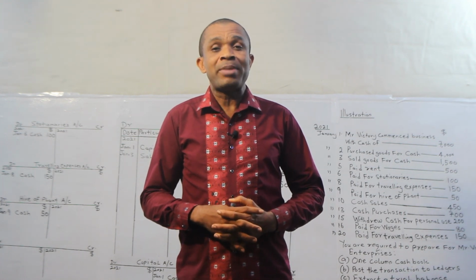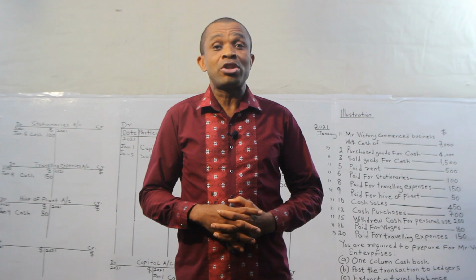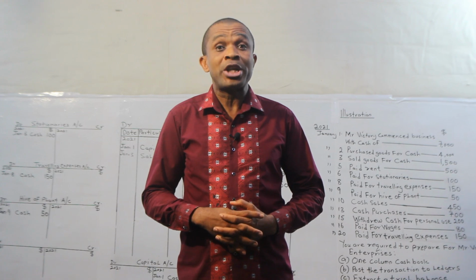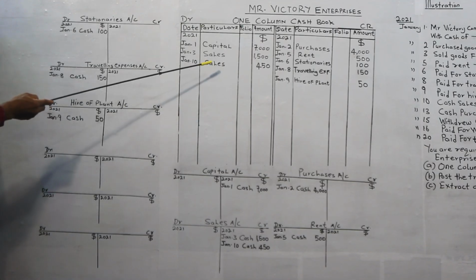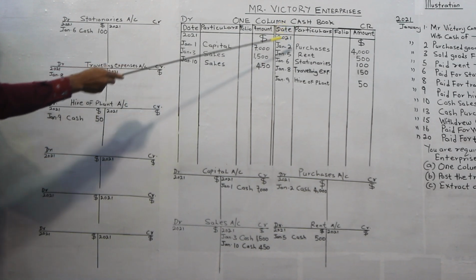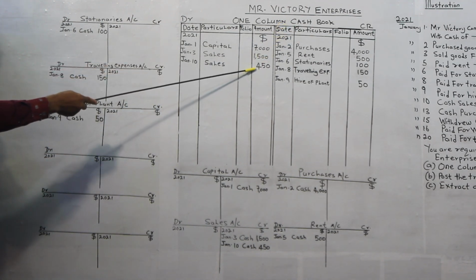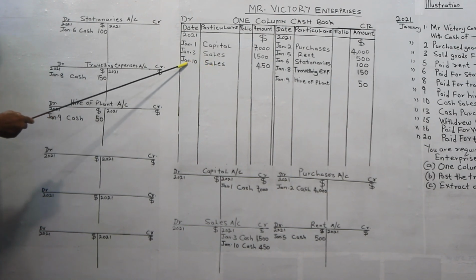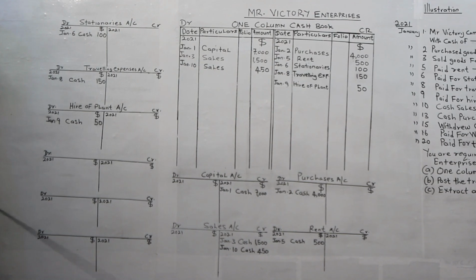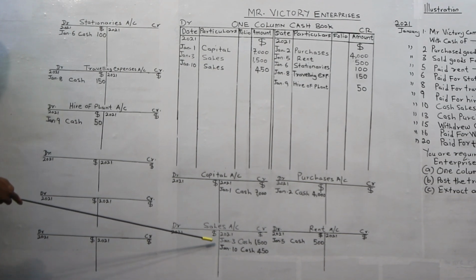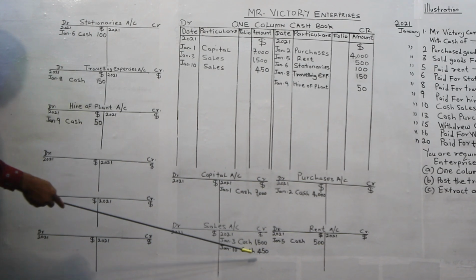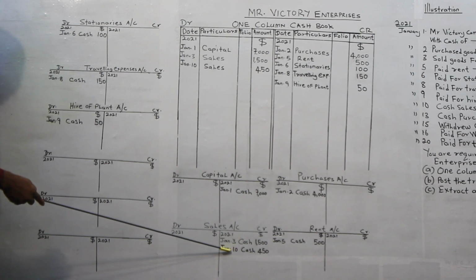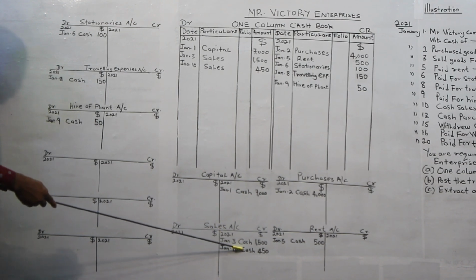The cash account will be debited for receiving cash as a result of sales, while the sales account will be credited for being the source of the money coming in. So we debit the cashier or the cash account for receiving $450 as a result of sales on January 10th, 2021, and we credit the sales account with $450 on January 10th, 2021. Of course, sales account gave her the cash and was credited.